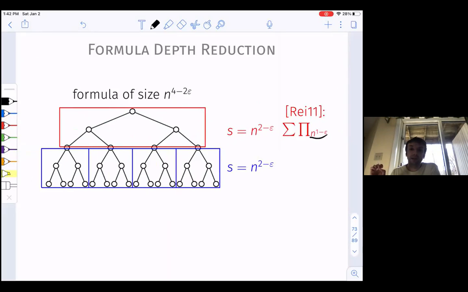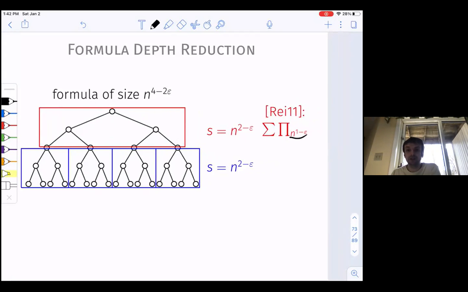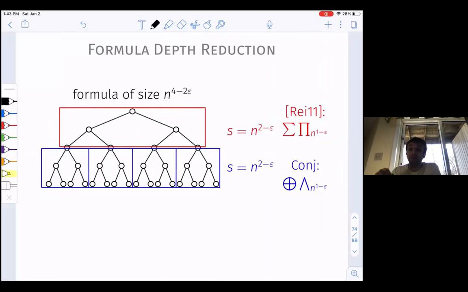Okay, and now we apply our conjecture to each blue formula, to each formula at the bottom. By our conjecture, each such formula has a probabilistic polynomial over F2 of degree square root of s. That is, it can be written as a parity of ANDs, each AND of degree n^((1-ε)/2). 1-ε, doesn't matter. All right, so at the top I have real polynomials of degree square root of s. At the bottom, I have F2 polynomials of degree square root of s.